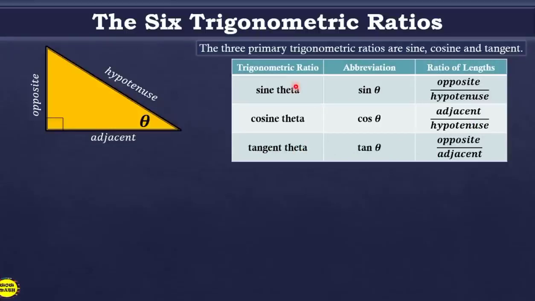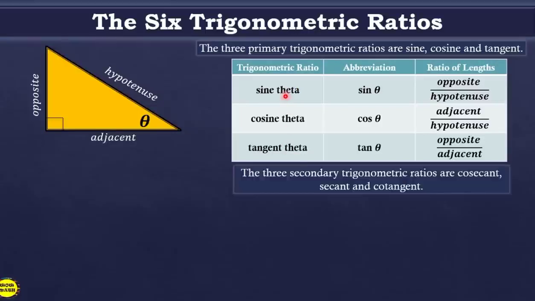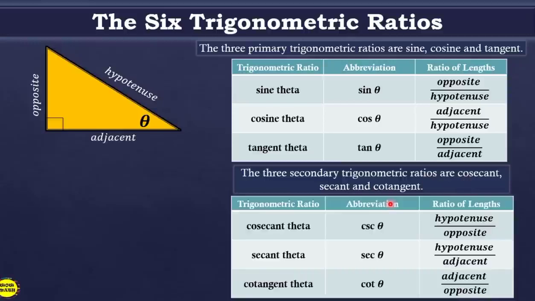Now, aside from these three primary trigonometric ratios, we also have its reciprocal. Okay? So, we have the secondary trigonometric ratios that are cosecant, secant, and cotangent. Okay? So, we have this table. So, for cosecant, this is the reciprocal of your sine. So, kung ang sine natin ay opposite over hypotenuse, then your cosecant will be hypotenuse over opposite.